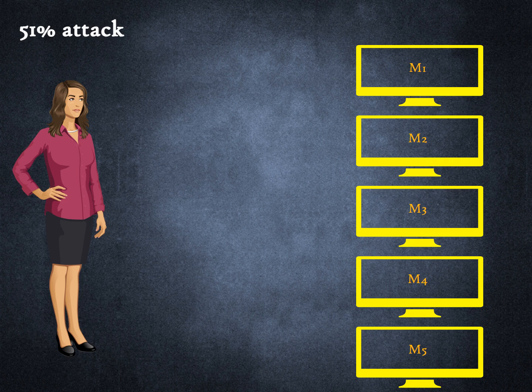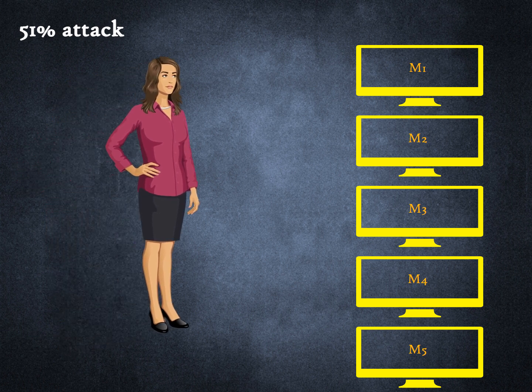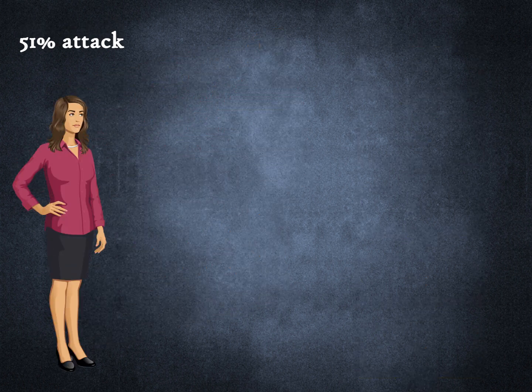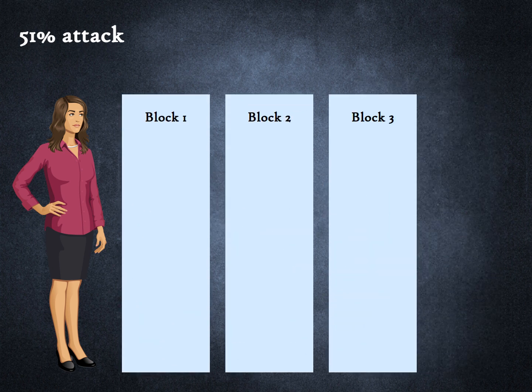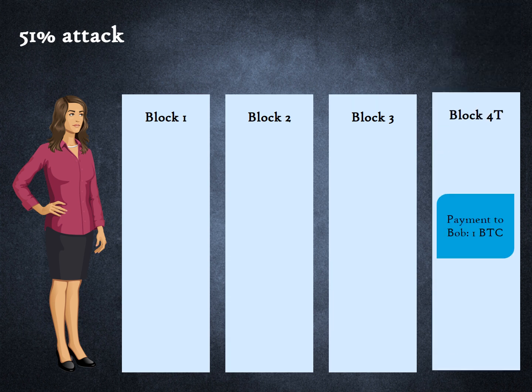In this example, Alice runs one of the mining nodes, say mining node 1. She creates a transaction sending 1 BTC to Bob. The transaction enters the mempool and is mined into a block. Prior to this transaction, 3 blocks had been mined. So now a 4th block is added to all the nodes. Let us call this block 4T, where T stands for truth.